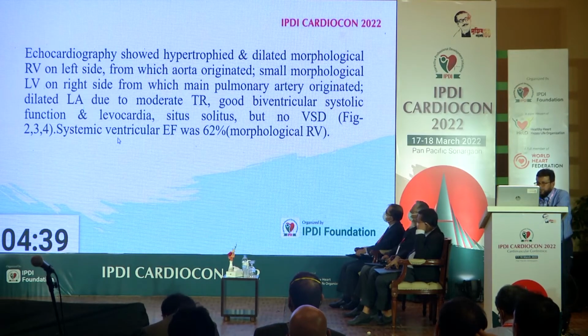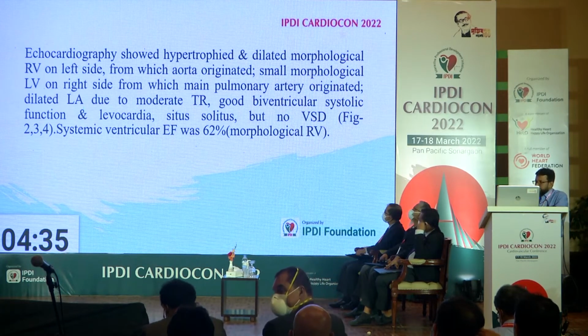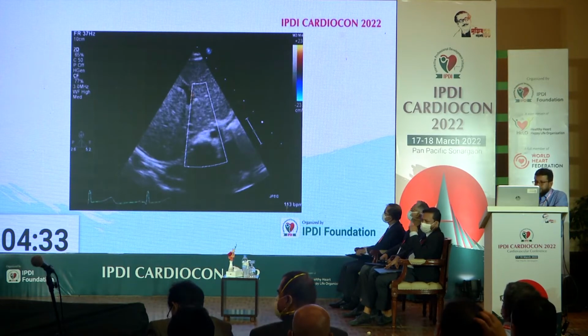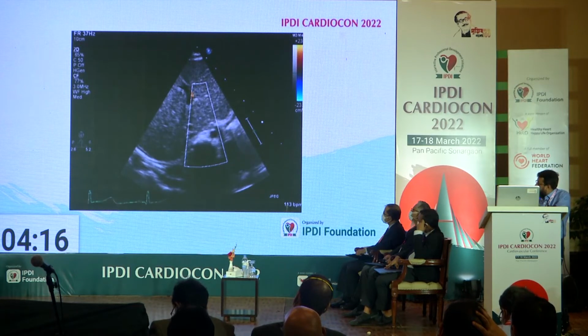Now the echocardiography, which is the main diagnostic tool. The first step was the identification of situs, best assessed in the subcostal view, in which the pulsatile aorta is on the left side of the spine and the collapsible inferior vena cava is on the right side of the spine, that is situs solitus.